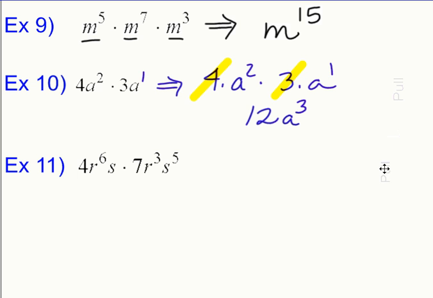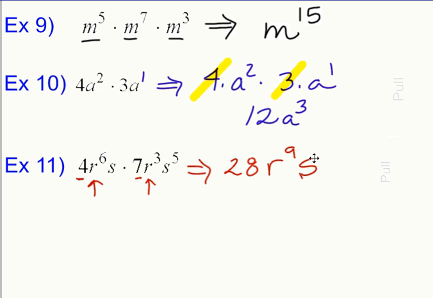In this example, it's very similar to example 10. We have 4r to the 6th s times 7r to the 3rd s to the 5th. So once again, we're going to take our numbers, 4 times 7, and 4 times 7 is 28. We're going to count how many r's we have. Here in this first one, we have 6 r's. Here in the second one, we have 3 r's. So 6 plus 3 will give us 9 r's.